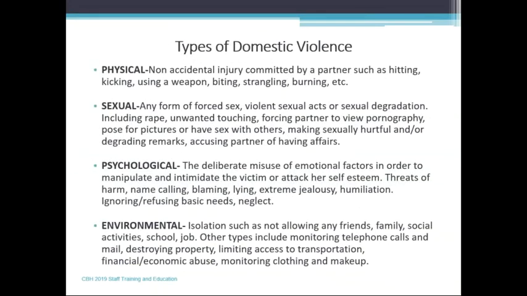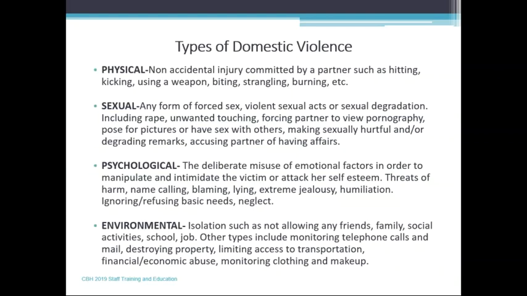So different types of domestic violence, as you can see, the physical, sexual, psychological, those examples are very similar to the definitions that we saw for elder abuse, vulnerable adult, and even children. But environmental is something that I want to talk about because this one can be harder to understand even for the person that it's happening to. They may not necessarily realize that it's abusive.